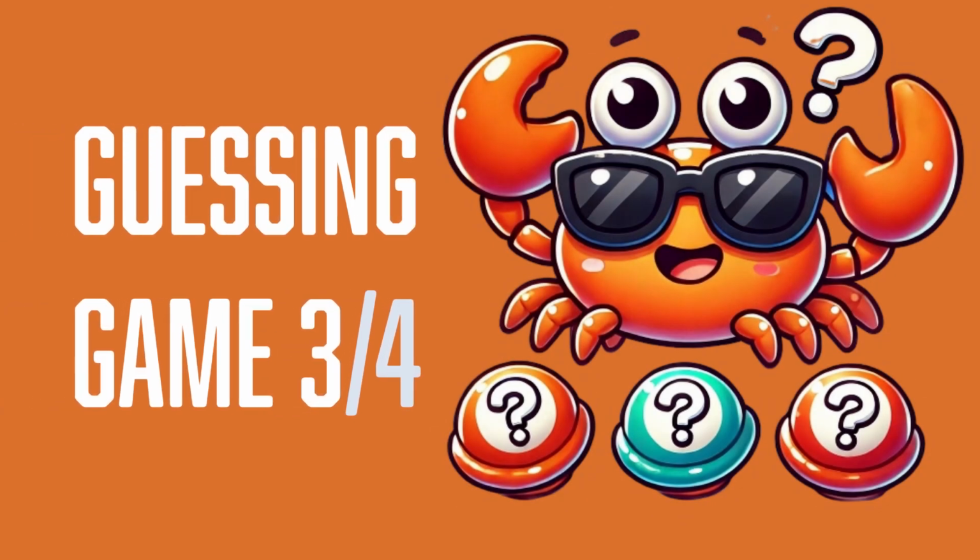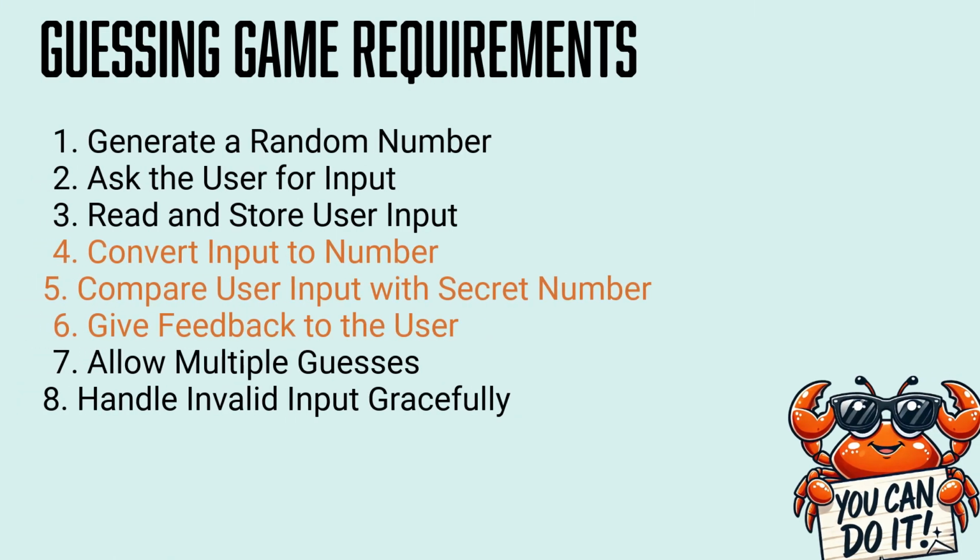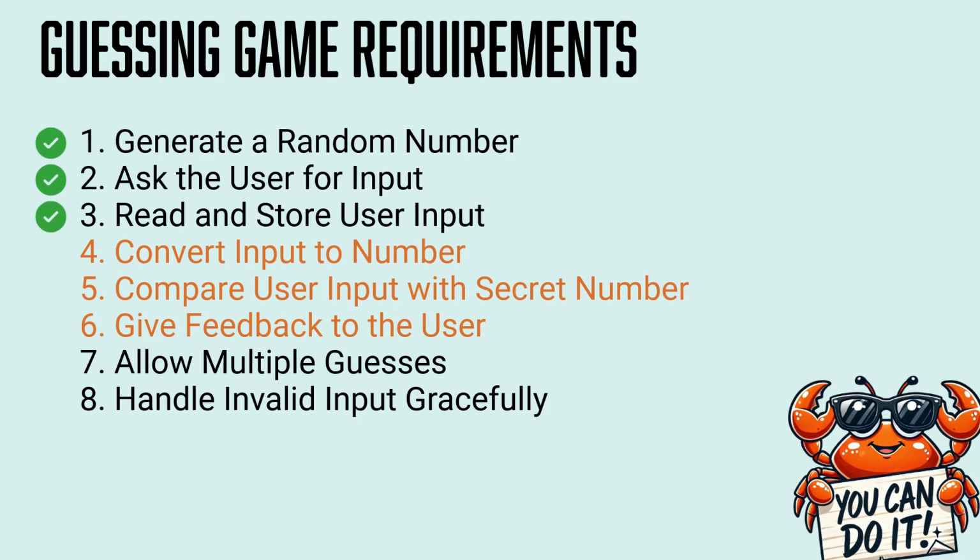We're continuing our journey in building the guessing game. Let's dive right in. In this video, we're jumping right into the heart of the game. We're going to cover points 4 to 6: converting the user's input, comparing it with the secret number, and giving instant feedback. This is where the game starts to feel real, interactive, and fun. Ready to make the magic happen? Let's dive in and power up our game.